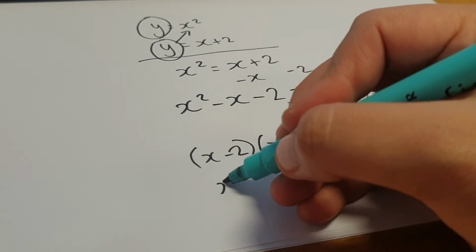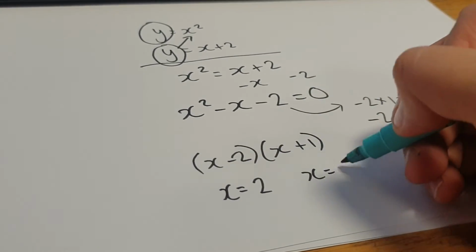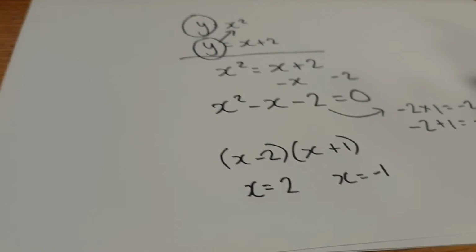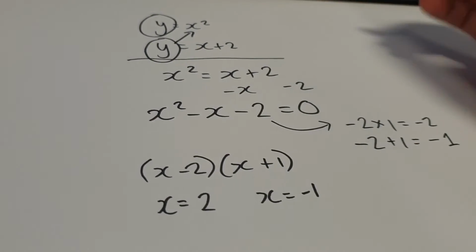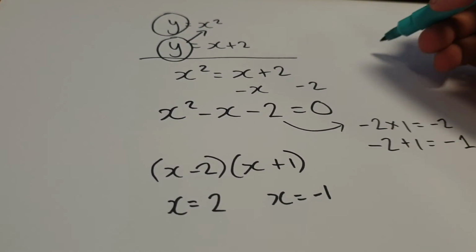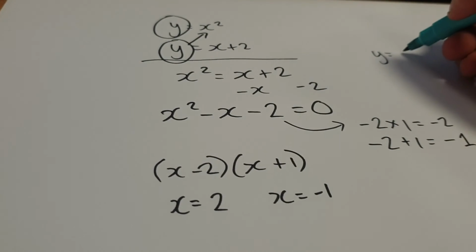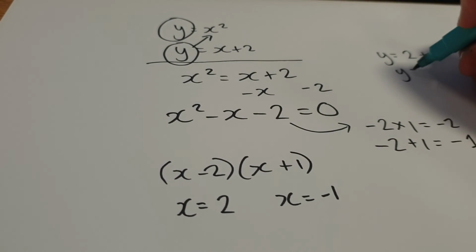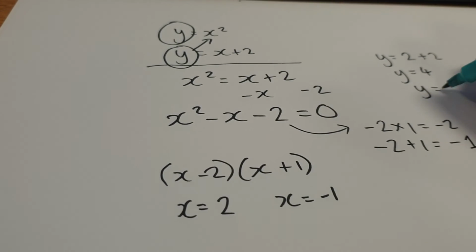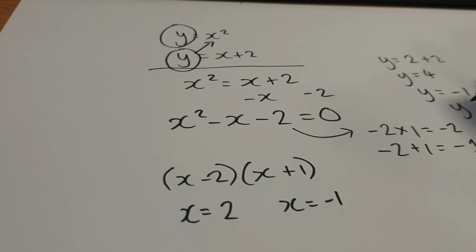And then I solve it. Okay, now I need to find y. So I'll substitute those into the easier one. So y equals, when x is 2, y is 4. When x is minus 1, y is 1.